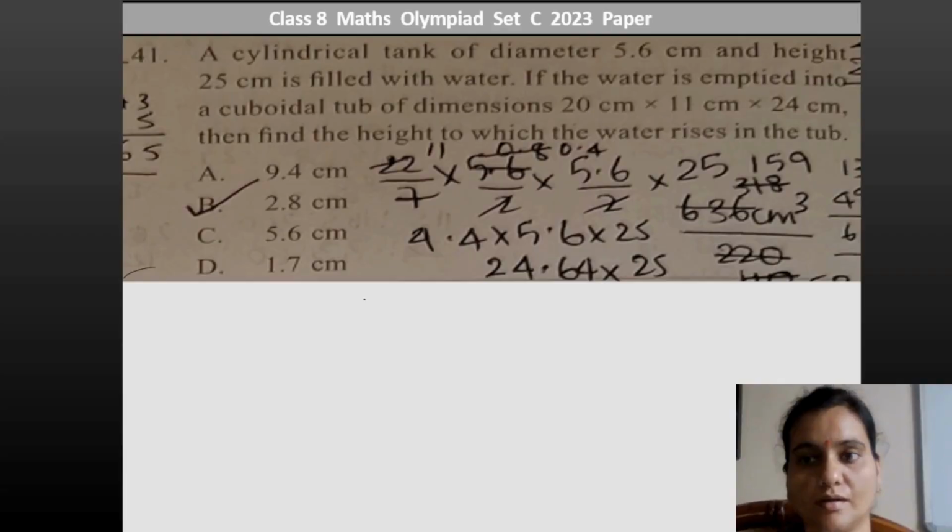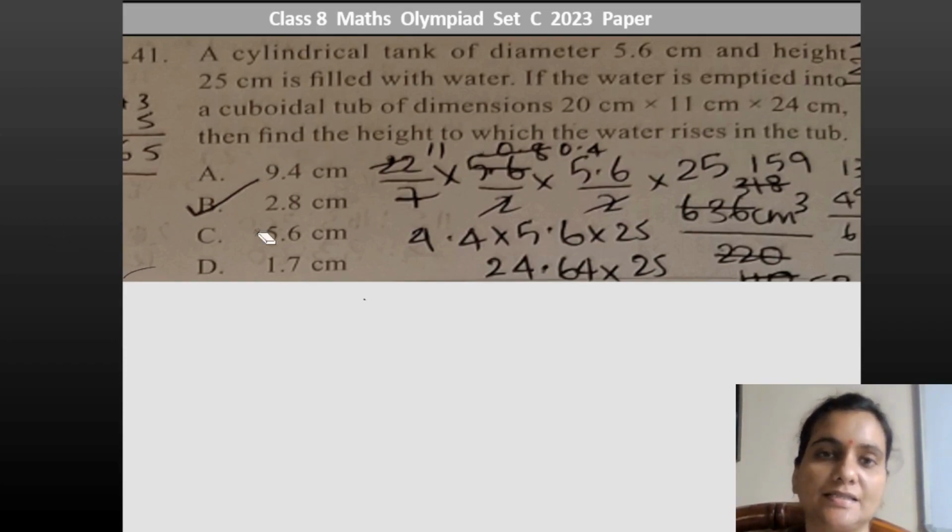Let's start. Let's do question number 41. A cylindrical tank of diameter 5.6 cm and height 25 cm is filled with water. If the water is emptied into a cuboidal tub of dimensions 20 cm into 11 cm and 24 cm, then find the height to which the water rises in the tub.